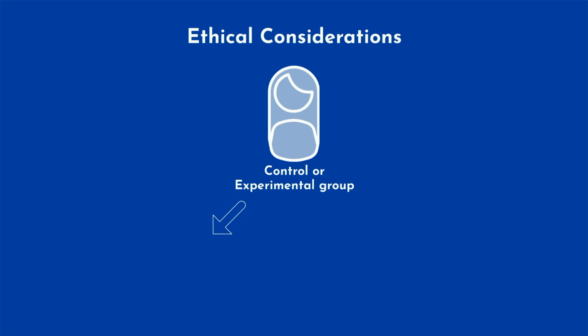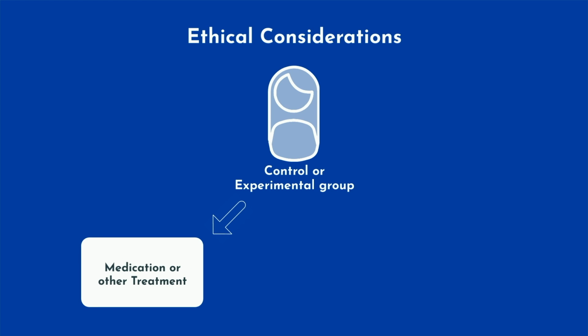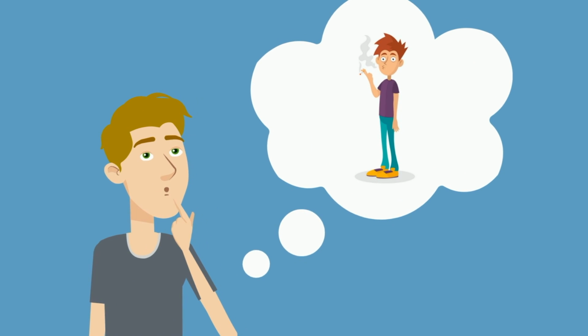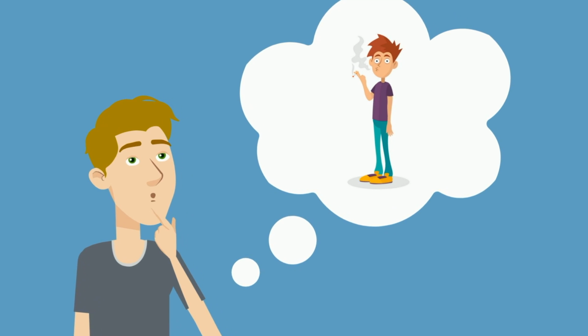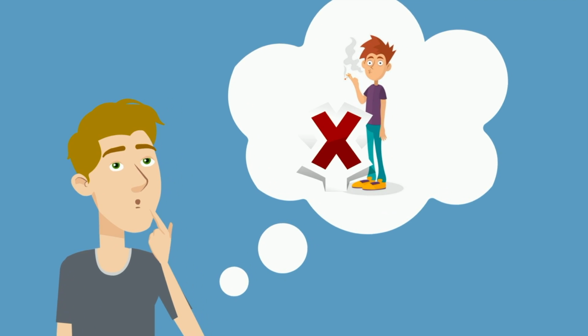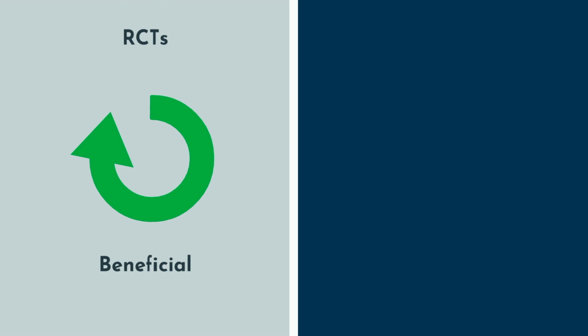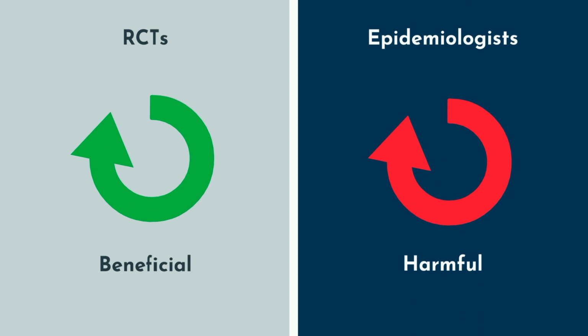to something you think will be helpful, like a medication or other treatment, or not have an effect, like placebo or control group. But you wouldn't be able to assign someone to a group that you would expect to harm them. Can you imagine assigning some teenagers to smoke cigarettes and some not to? This is a key distinction between RCTs and observational studies. While RCTs seek to establish cause and effect relationships that are beneficial, epidemiologists seek to establish associations that are harmful.